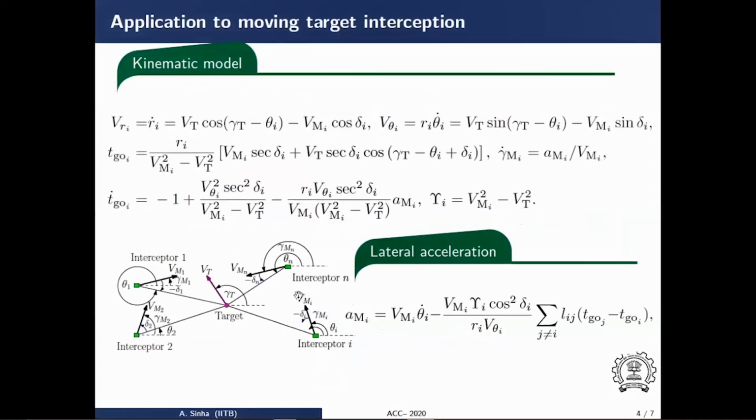Next, we present the kinematics of engagement for a cooperative simultaneous interception and design the lateral acceleration, which is the control input for each vehicle to arrive at the target together. In this work, we consider a moving target whose design is quite challenging due to motion of the target.